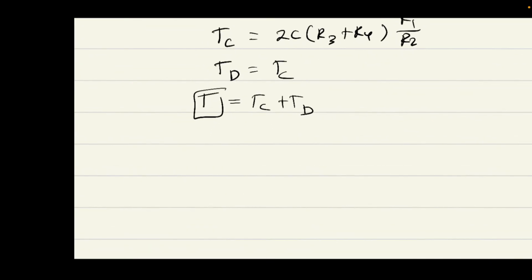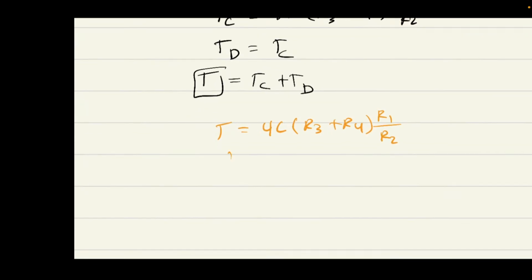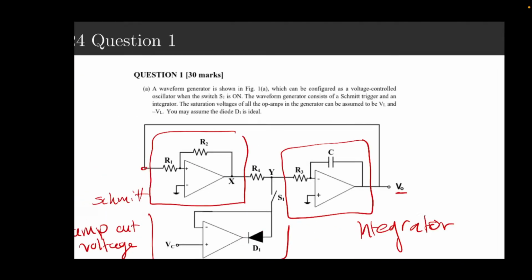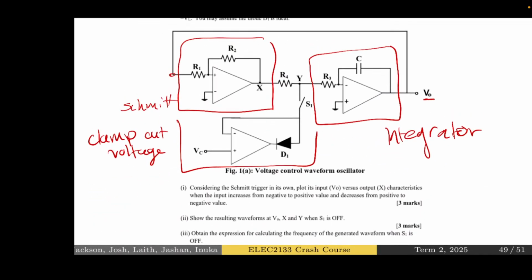Well, t is just the sum of these two. So t is 4c times (r3 plus r4) times r1 on r2. And then the frequency is 1 over this, which is just r2 on r1 times 1 over 4c times (r3 plus r4). Right? Okay, makes sense. So we've just found an expression for the frequency of the generated waveform.